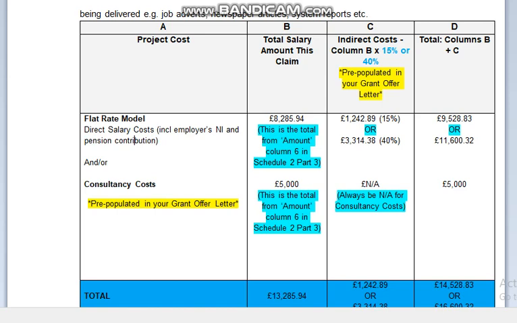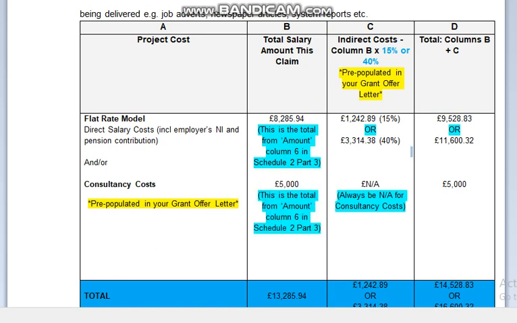Moving on to column B, and this is the total salary cost that you want to claim. So for your direct salary costs, for this purpose we've used £8,285.94, and I would have got this figure from the amount column, which is number 6 in the Schedule 2 Part 3. There's also a consultancy cost, which is also in the amount column in Schedule 2 Part 3, but remember that you need to split these two out.